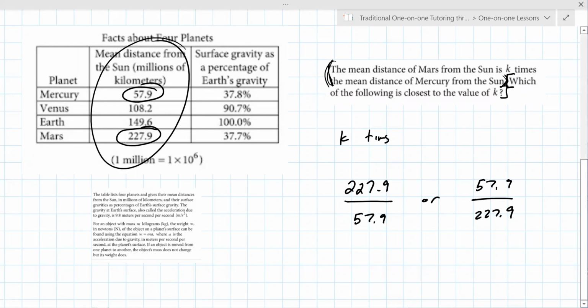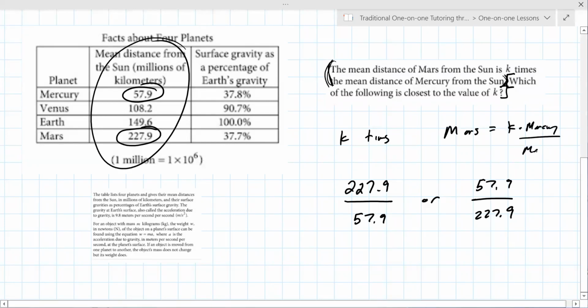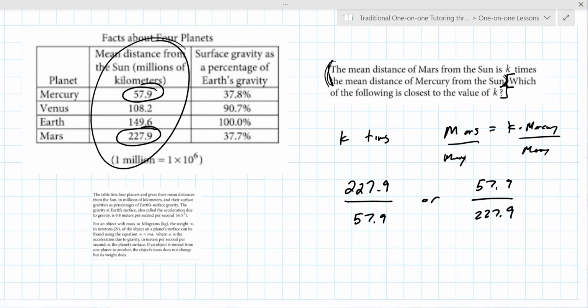Exactly. There's actually an equation here. It's Mars equals K times Mercury. And then you divide both sides by Mercury. But you somehow need to infer from this, is it going to give you a number bigger than 1 or less than 1? Bigger. Yeah. So do you have your calculator handy? Yes. Can you go ahead and calculate that for me, please? Yep.